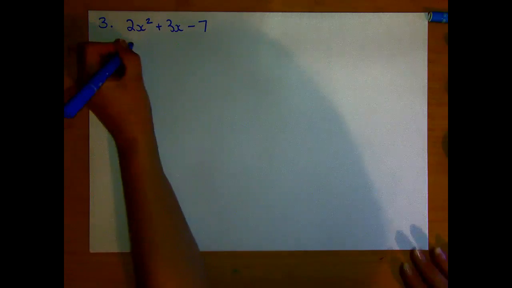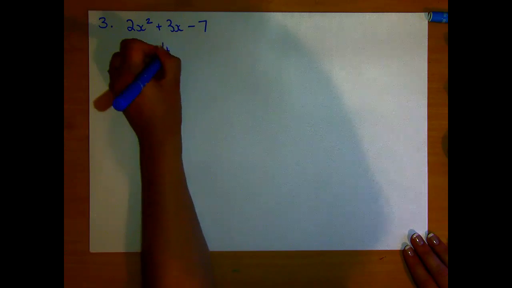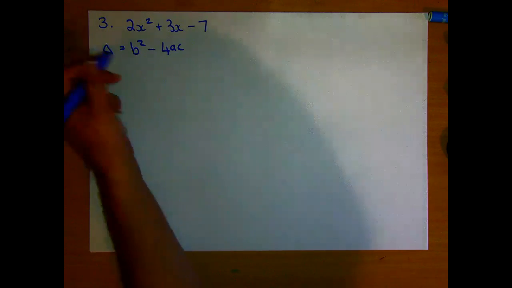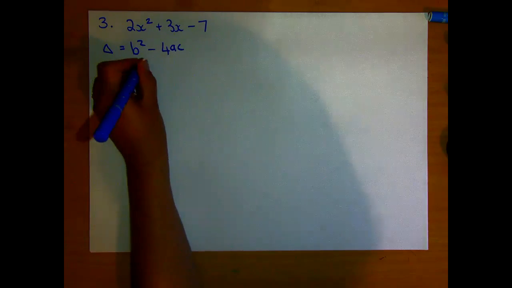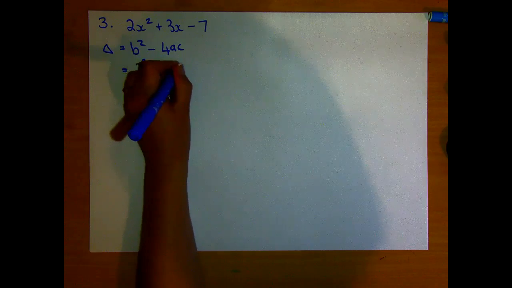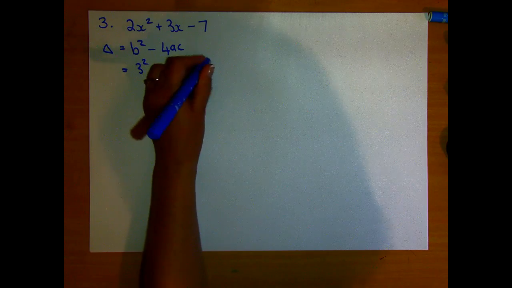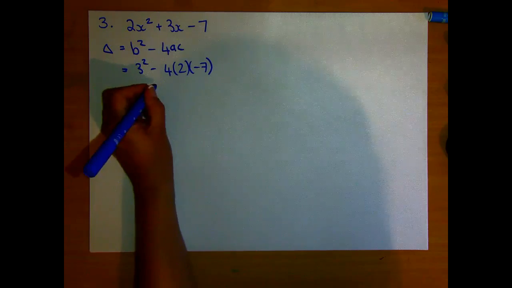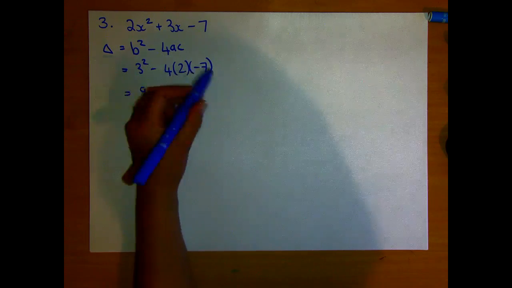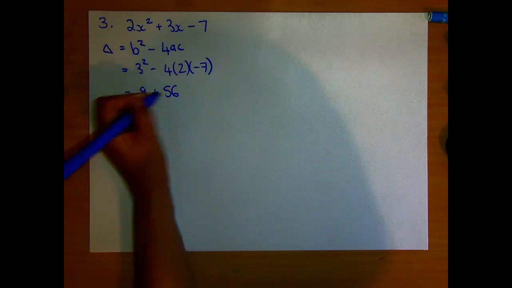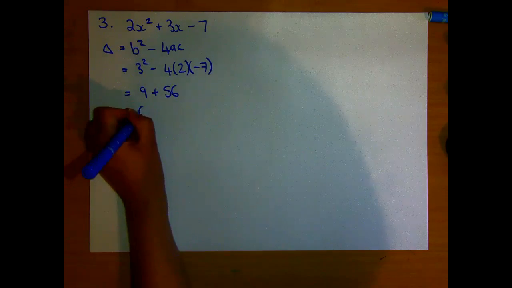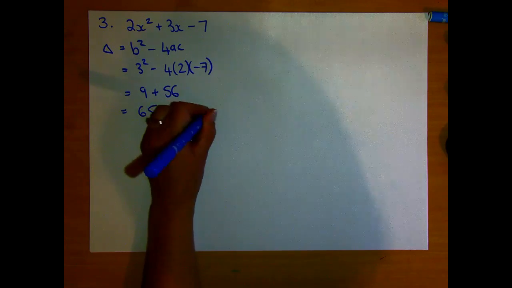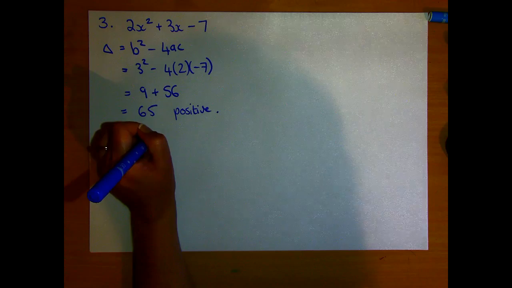Okay, for this one, our b squared minus 4ac, which is delta, gives us 3 squared minus 4 times 2 times negative 7. So that gives me 9 plus 8 times 7, 56. So I've got 65. 65 is positive, which tells us that the roots are real.